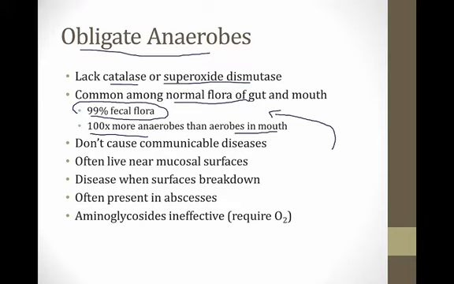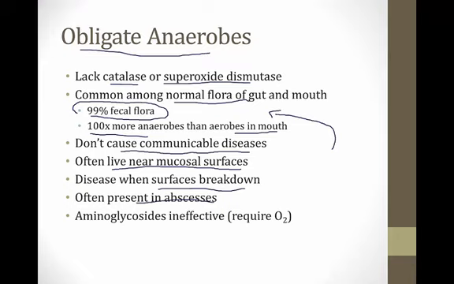But you have to remember that the mucosa of the mouth and the GI tract is a very complicated area, and there are pockets where there is no oxygen, and that's where these bacteria can live. In general, they don't cause communicable diseases because it's hard to transmit them from one person to another. As I said before, they often live near the mucosal surfaces, and the main time when these bugs cause infection is when surfaces break down. So you often find anaerobes in abscesses.